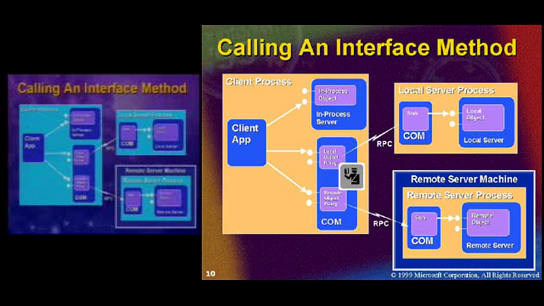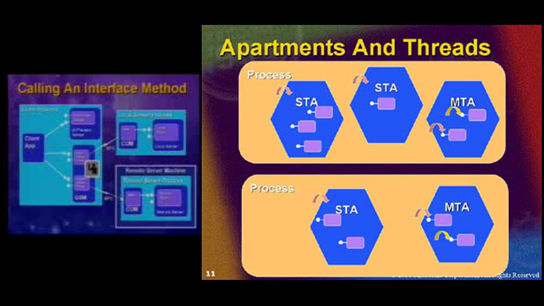What's not shown here, because I couldn't figure out quite how to squeeze it into the diagram, is that when you go across apartments, you are still going through proxy and stub. And again, you're going to have some security checks going on when you make an interface call.